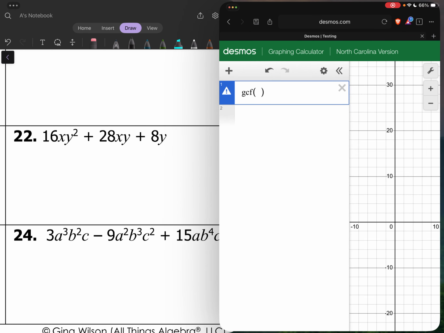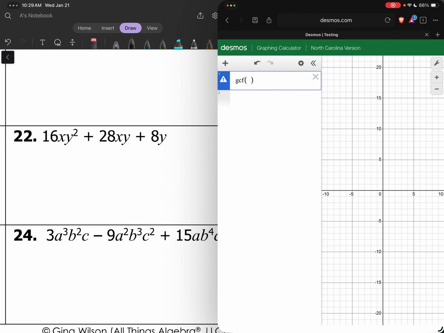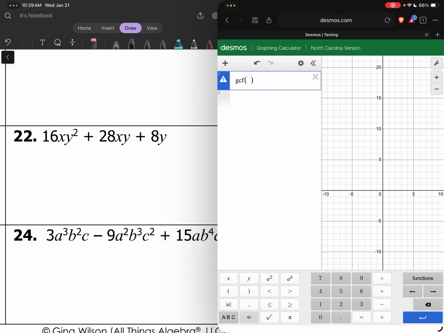That is really, really simple, actually, and here's how. You're going to go to Desmos and type in the letters GCF, put parentheses. You cannot put in variables. You can only do this for the coefficients. So in number 22, my coefficients are 16, comma, 28, comma, 8. My GCF for number 22 is 4. So I'm going to write down 4.